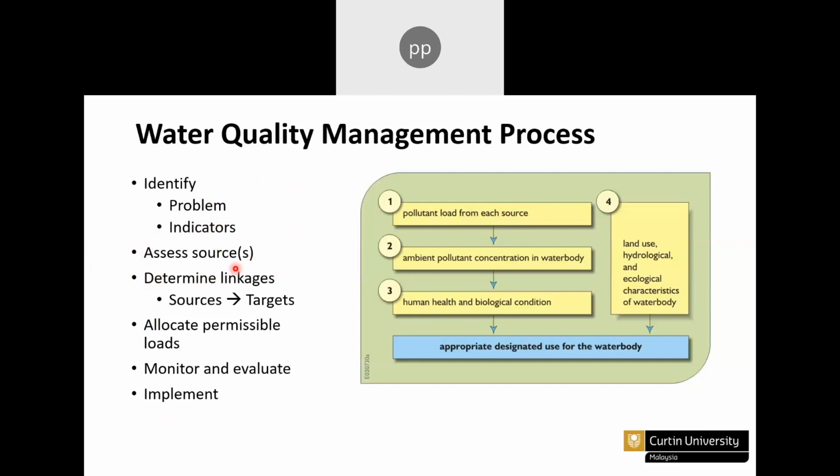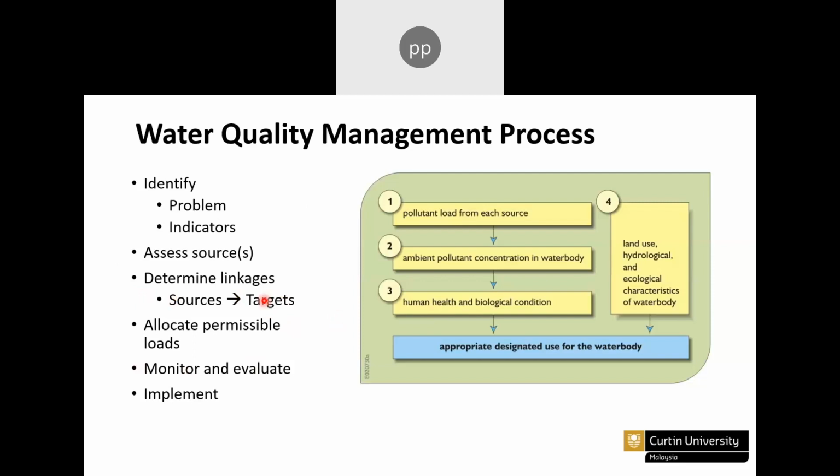After you identify the sources, you then try to link the sources to the targets. For example, if your pollutant is coming from agriculture, you need to see how this pollutant could end up in a particular domain, for example the river, the lake or the groundwater. So you need to relate the sources and the targets. You can also allocate some permissible loads. For example, if the concentration is too high, you need to put a benchmark, some kind of guideline: this is the maximum limit. So you need to do some allocation of the permissible loads.